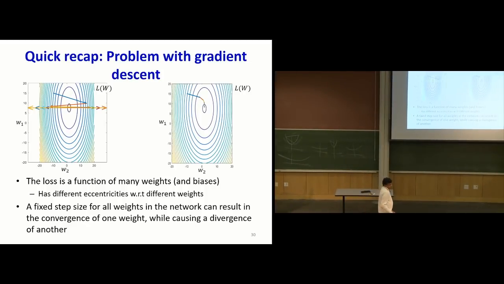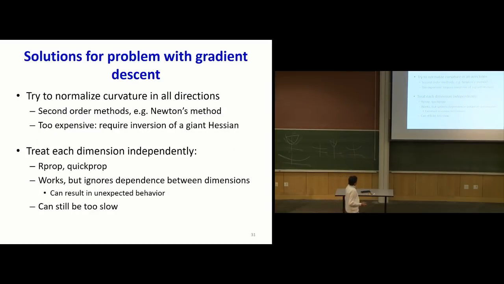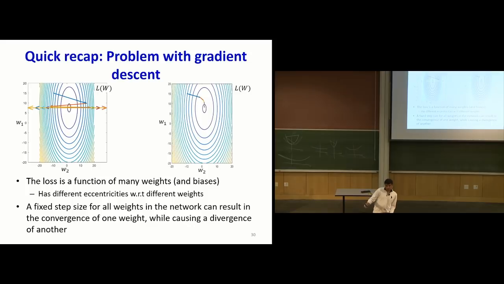We also covered the issue that the error surface is really not convex. And what we really want to do is start off with large step sizes and converge to a small step size, so that you can escape local minima. But the issue here is that a fixed step size for all the weights in the network can result in convergence of one weight while causing divergence of the other weights. And if you try to compensate for this by making sure it converges in all directions, you're going the other way. It's going to become too slow.